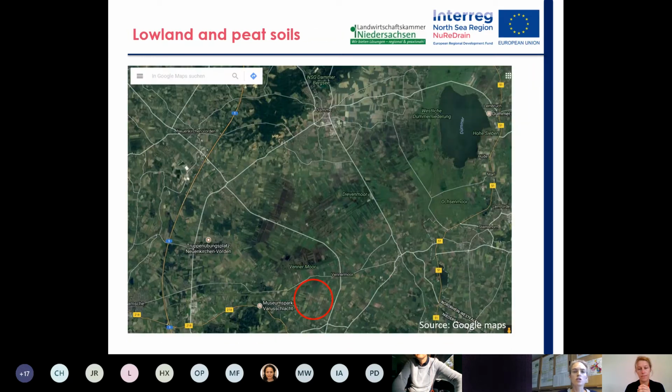The aerial image gives you an impression about the soil types in that region. You can see that they are dominated in the western part by organic soils and mineral soils high in organic substance. Our test site is in the transition zone between organic and mineral substances, indicated by the red circle.